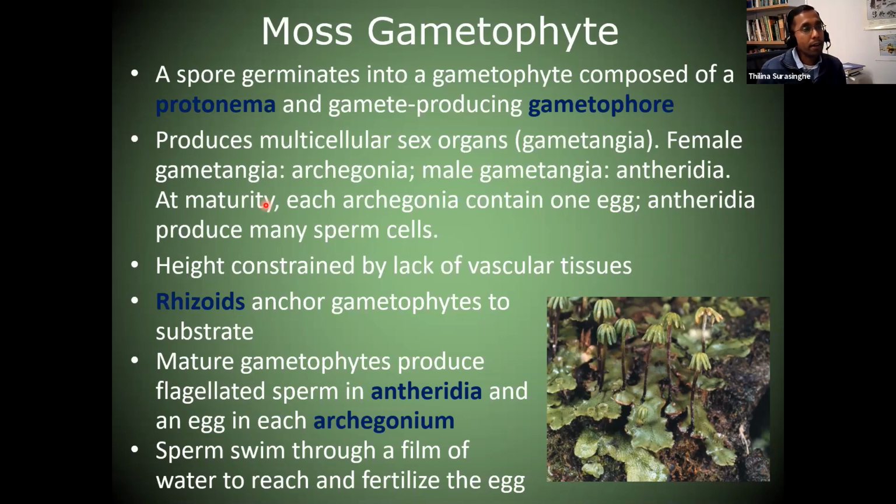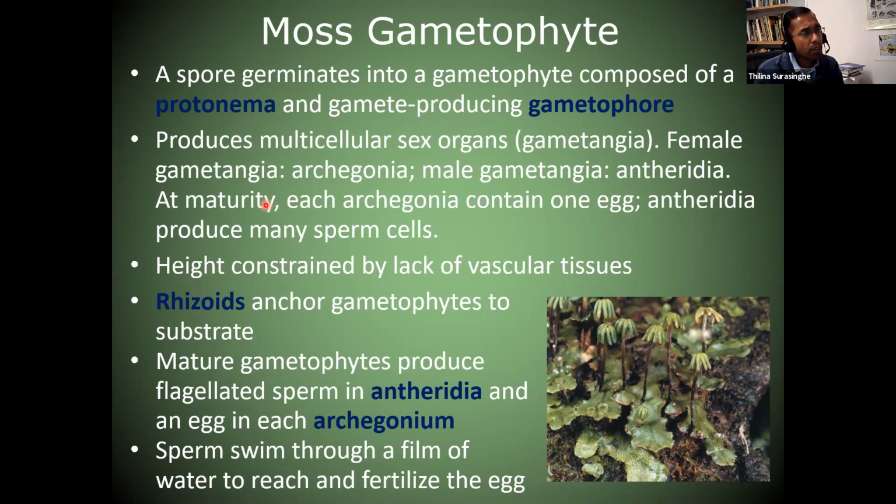And that gametophyte has two parts in it: the protonema and the gametophore. The protonema is actually sort of the branching part, and the gamete-producing part is called the gametophore. I will show you a diagram in the exercise to make that a little bit clear.